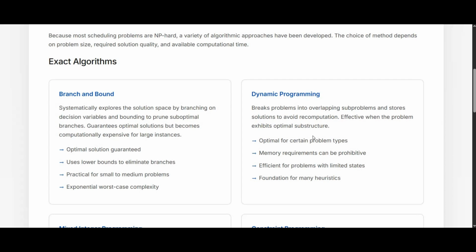Then we have dynamic programming. This breaks a big problem into smaller overlapping subproblems, solves them once, and stores the results to avoid recomputation. It's great when the problem has what's called an optimal substructure, but memory usage can become heavy.